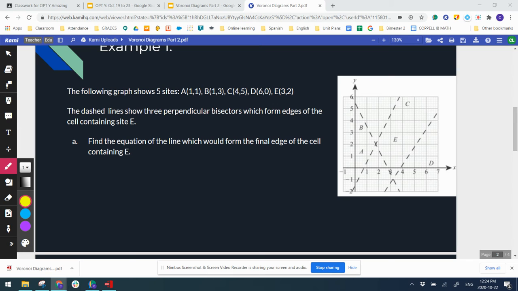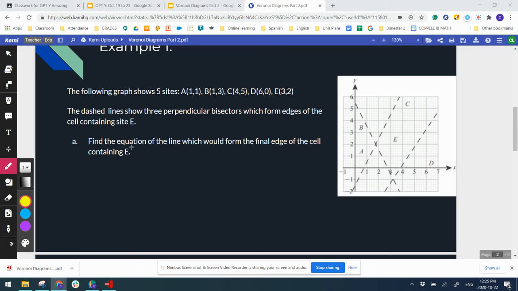So we have the following graph that shows 5 sites: Site A, B, C, D, and E. The dashed lines are showing the 3 perpendicular bisectors which form the edges of the site containing E. So you can see we have part of our perpendicular bisectors, the one between B and E, the one between A and E, the one between E and D.